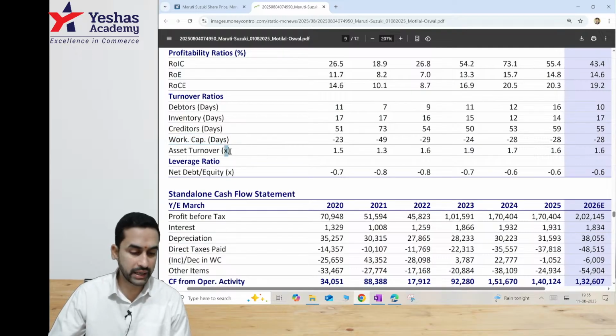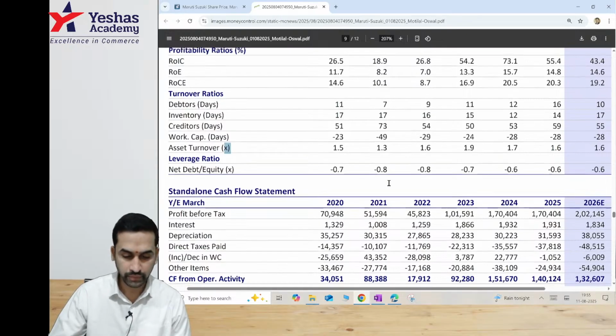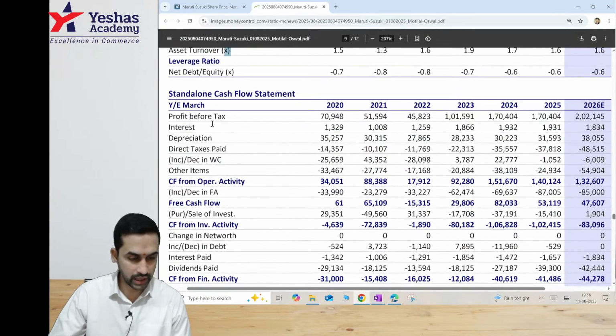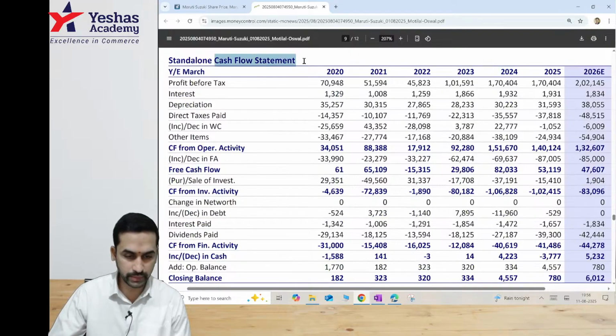Asset turnover in bracket X, that means it is number of times. If you remember, in class yesterday and today we have discussed 1.5 times, 1.3 times. What does it mean? From 1 rupee of assets, they're generating 1.5 rupees of turnover. Correct? Then you have debt to equity, and again there is cash flow statement.